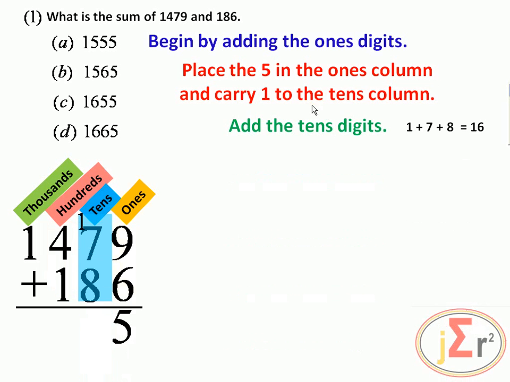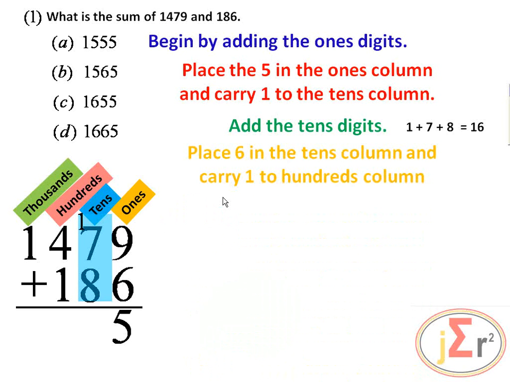And we do the same. We will place the 6 in its rightful place in the tens position. Then the 1, which is in 16, this 1 is the tens digit in 16. It will be carried to the more significant place value position. So place 6 in the tens column and carry 1 to the hundreds column.